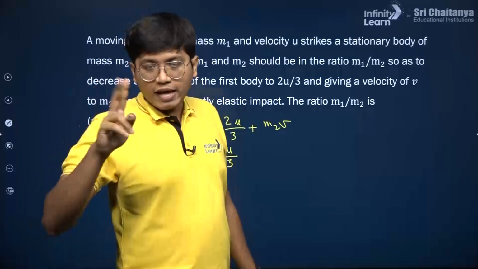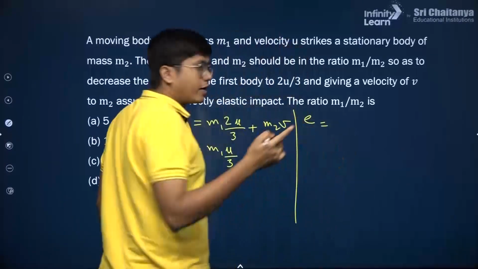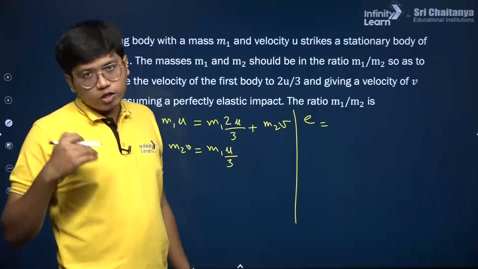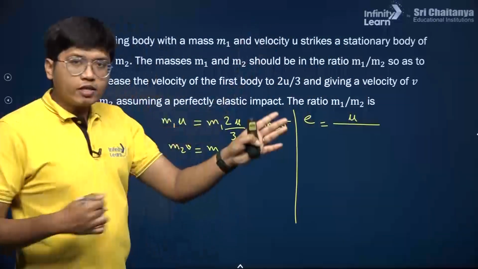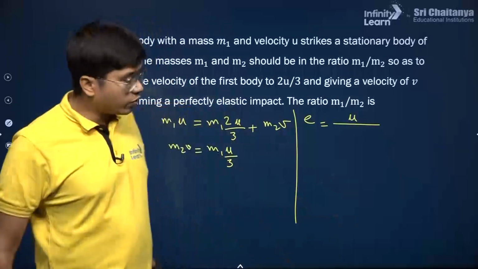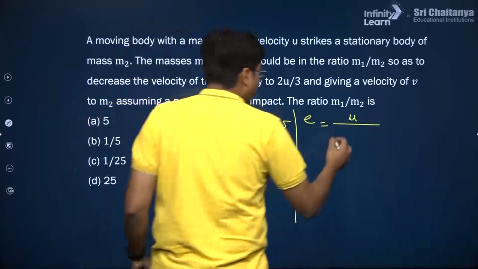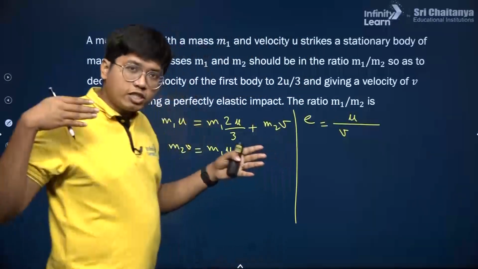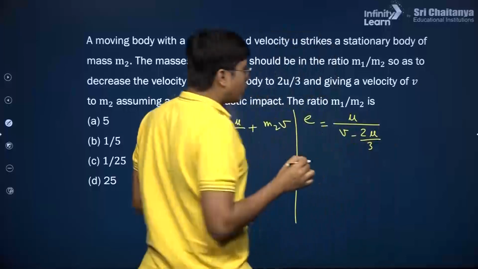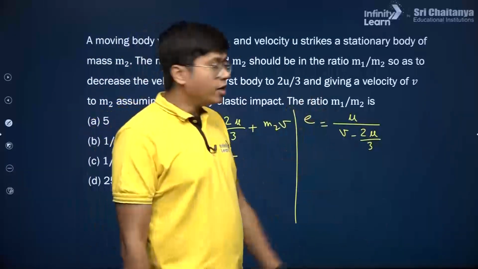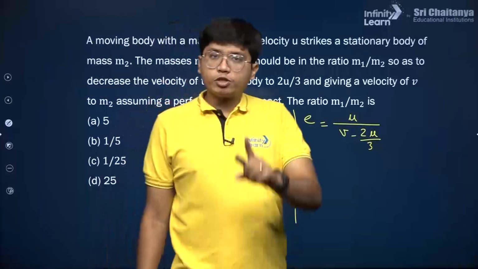So, the second thing that's going to help us is the coefficient of restitution. We know the coefficient of restitution E is equal to relative velocity of approach divided by relative velocity of separation. So, before the collision, relative velocity is u because the second body is at rest, the first body moving towards it with a velocity u. After the collision, the second body is moving with a velocity v and the first body chasing behind it with a velocity 2u by 3. So, the relative velocity is v minus 2u by 3 because v and 2u by 3 are in the same direction.